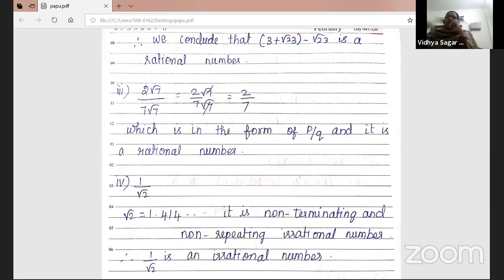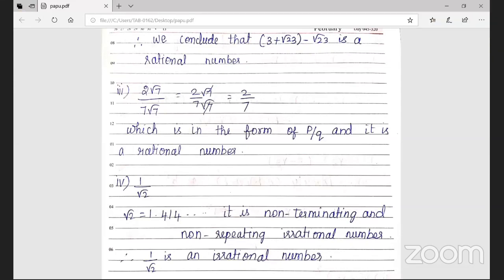Okay, now next, 1 by root 2. You already know the root 2 value and the root 3 value. Root 2 was 1.414, root 3 was 1.732 and so on. So it is a non-terminating, non-repeating irrational number. So your 1 by root 2 value is an irrational number.